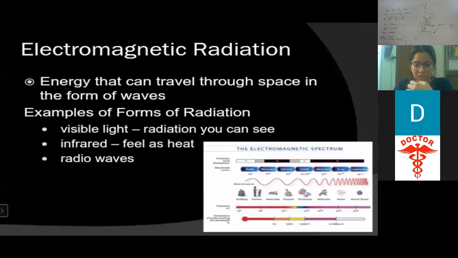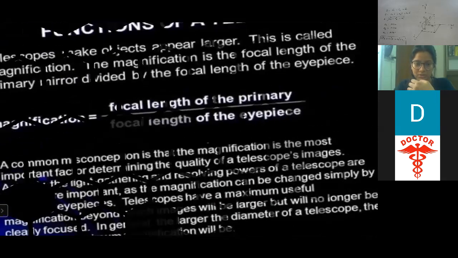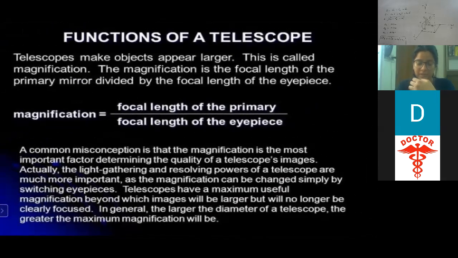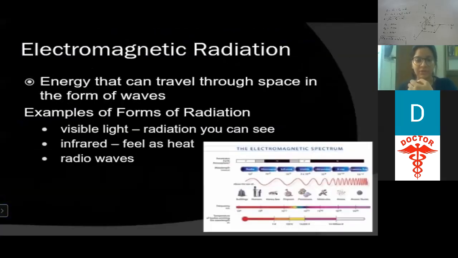As the magnification can be changed, telescopes have a maximum useful magnification. Electromagnetic radiation is energy that can travel through space in the form of waves. Examples of forms of radiation are visible light, that is, radiation you can see, infrared, felt as heat, and radio waves.